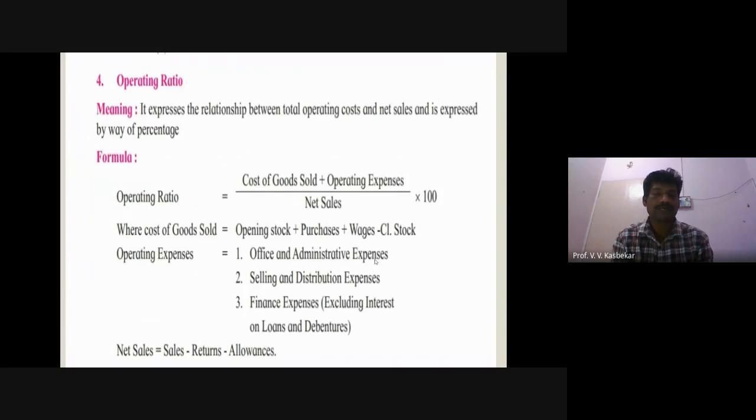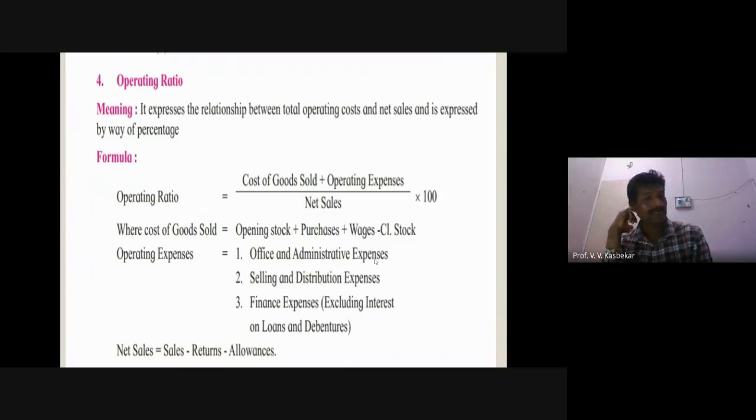Opening stock plus purchases plus wages minus closing stock, we can say it as cost of goods sold. And operating expenses, we all know, are routine expenses, that is office and administrative expenses, then selling and distribution expenses, and finance expenses. Okay, and net sales is equal to sales minus returns and allowances.